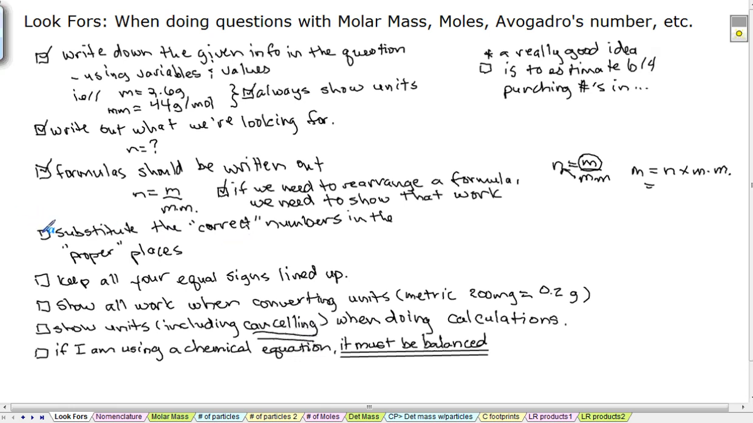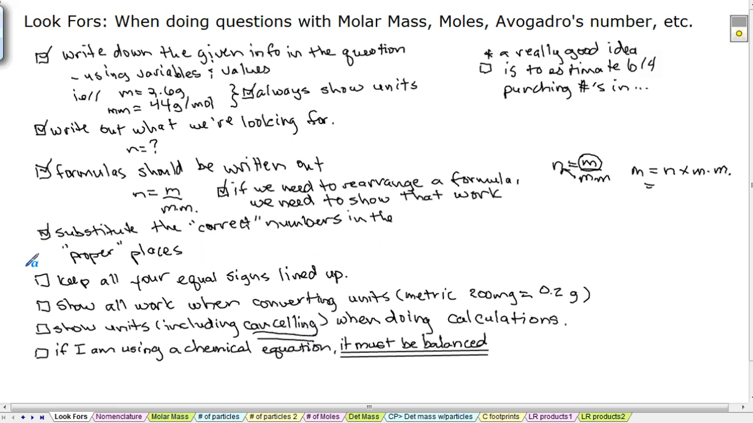Another big thing is to substitute the correct numbers into the proper places. So if you were given moles and molar mass, then you would make sure you sub your moles in here and your molar mass in there. Pretty straightforward. Typically when students make mistakes, a lot of times this is one of the areas where they make mistakes. So if you're assessing your peers' work and you notice that they put the wrong numbers in, or they put them in the incorrect place, you can make a comment on that.